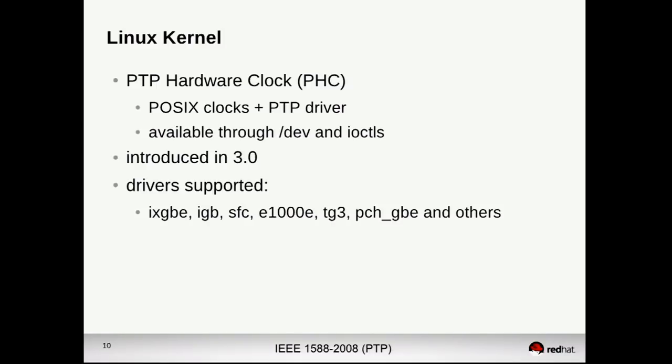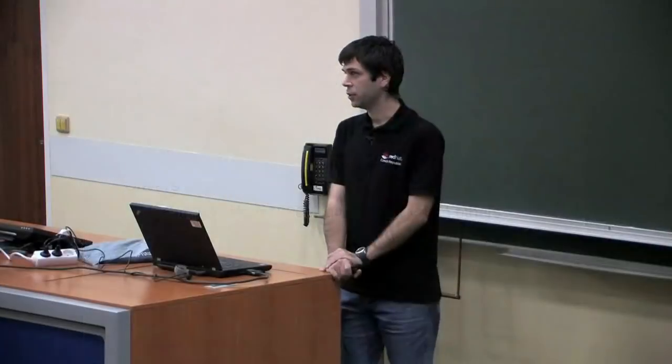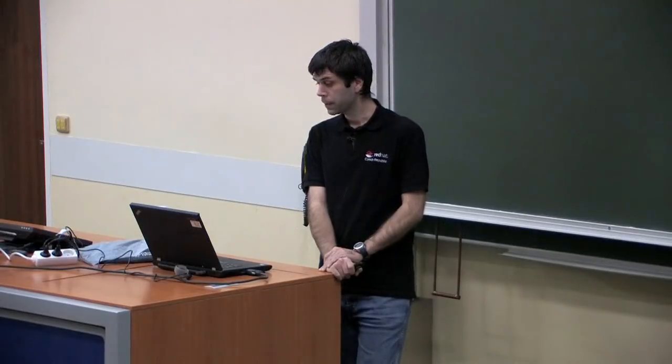And there is a character device available under /dev called /dev/ptp0 and so on. By opening this device and using it for POSIX timers and IOCTLs, we can adjust the clock from user space, like adjust the frequency, adjust the absolute value, and so on. This support was introduced in kernel 3.0, and since that time, support was added to numerous drivers.